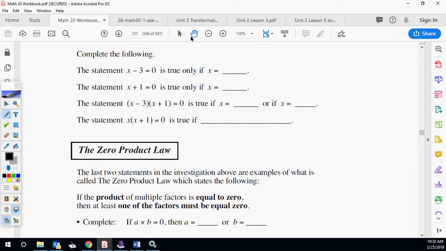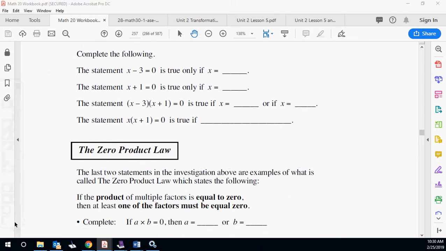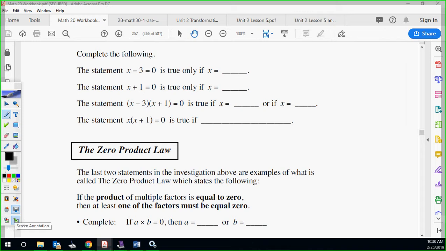Okay, complete the following. The statement x minus 3 equals 0 is true if x is what? If you solve for x, you would just add the 3, right? So it would just be x equals 3. So if x minus 3 equals 0, then your zero is 3. They're just opposites, the way I see it. You see x plus 1, what makes it 0? Negative 1. So if we had the factors x minus 3 and x plus 1, your zeros are 3 and negative 1.